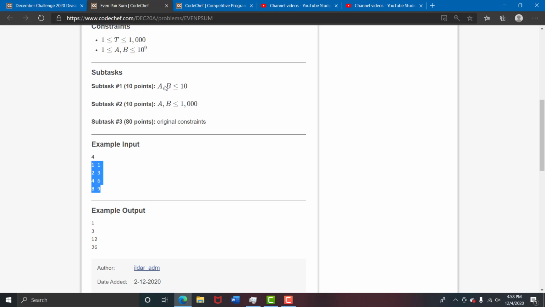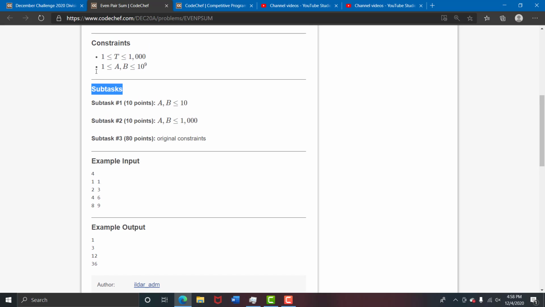And for A, B less than or equal to n, you can even brute force and you will get the answer. So that's all for this question. I guess I have explained enough.